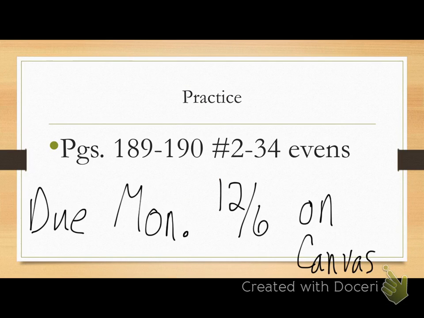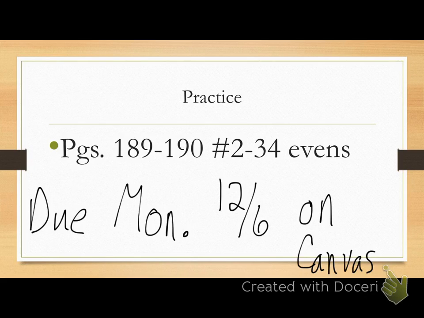Here's our assignment. Pages 189 to 190, numbers 2 through 34 evens. Due Monday, December 6th on Canvas. Like I said, due Monday the 6th on Canvas. Tomorrow's assignment will be due Tuesday. Remember, I won't be here. You get an assignment with the sub, a pretty lengthy assignment over this stuff.